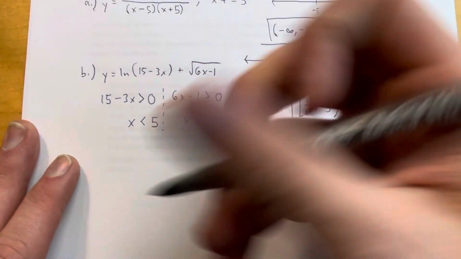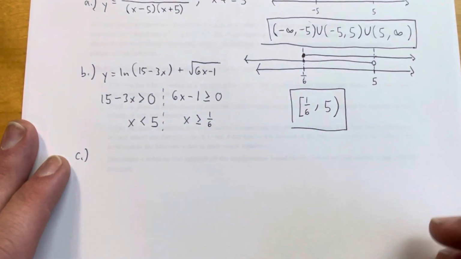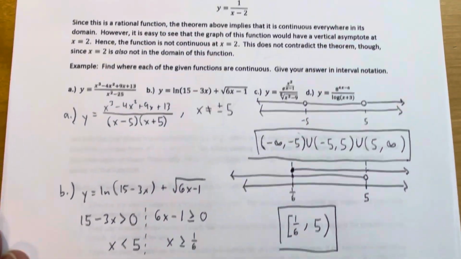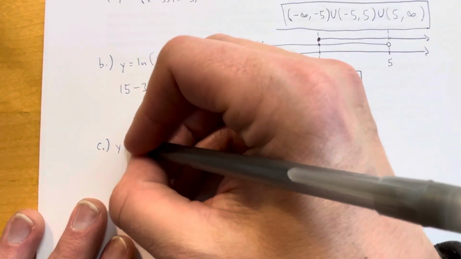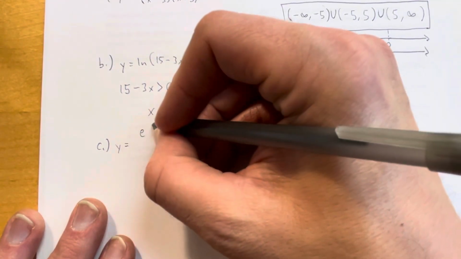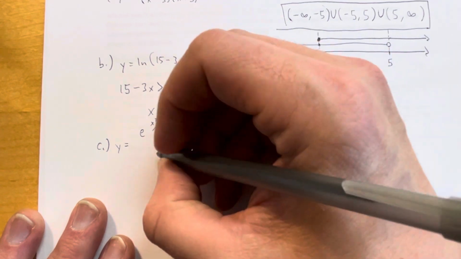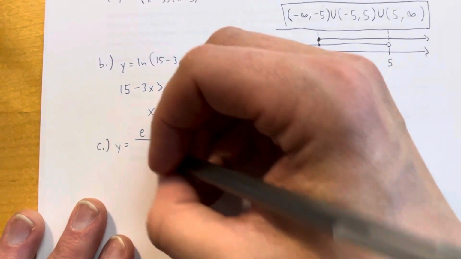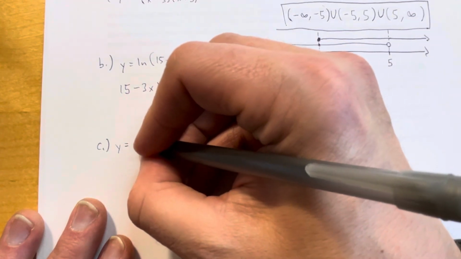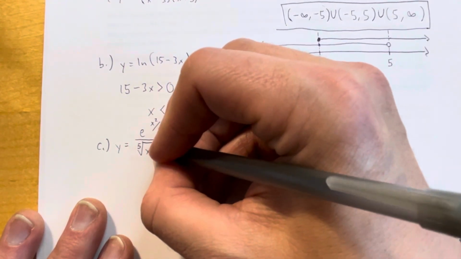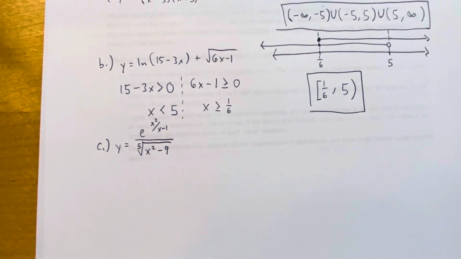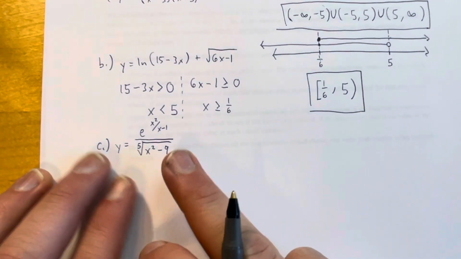All right, so for the next example, part C, we're looking at this function right up here. It's pretty complicated looking, so let's take this down into steps. Y is equal to e to the x squared over x minus 1, over the fifth root of x squared minus 9. Okay, now this is pretty nasty looking, but it's actually probably not quite as bad as it might look.